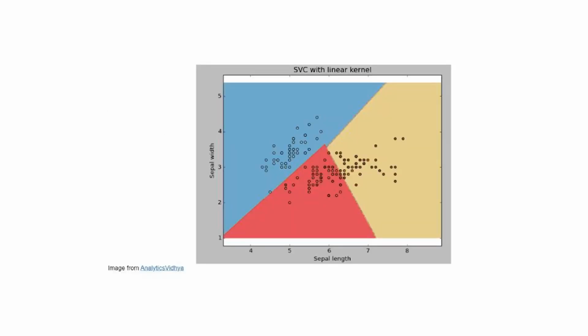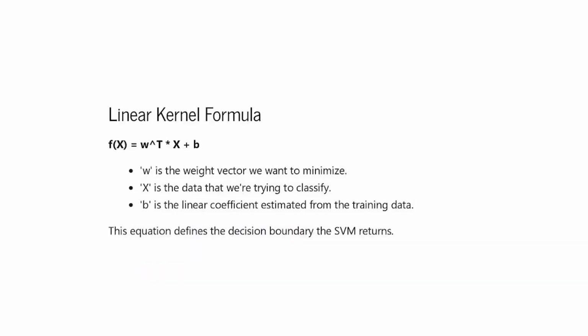The picture below shows an SVM implemented with a linear kernel on an iris dataset with only two features, sepal width and sepal length. The equation for the linear kernel is given below. Here, W is the weight we want to minimize, X is the data which we are trying to classify, and B is the coefficient estimated from the training data. This is the equation which governs the decision boundaries for the linear kernel SVM.